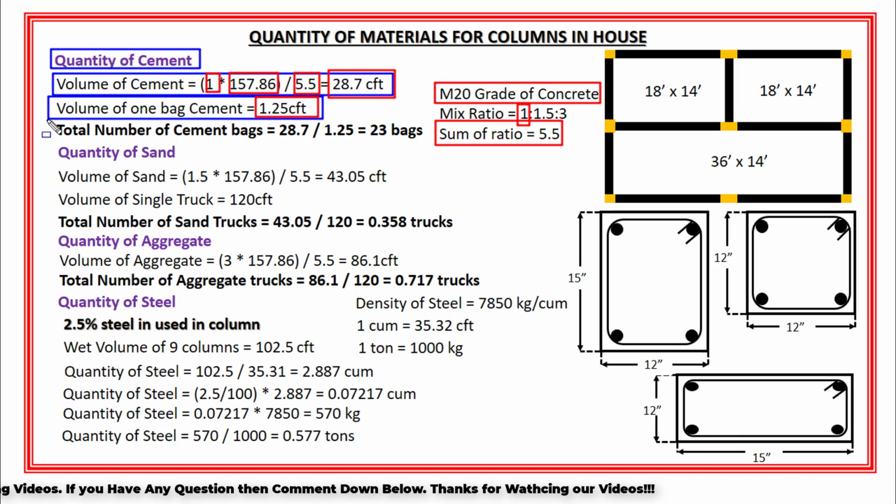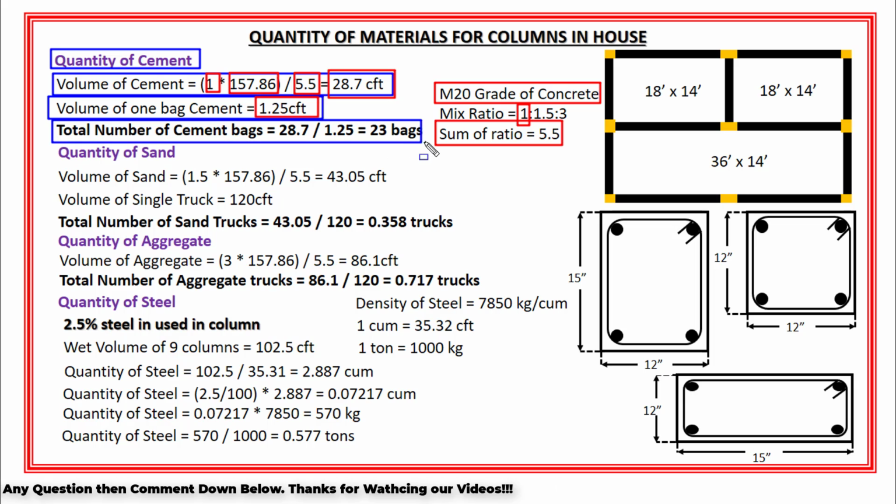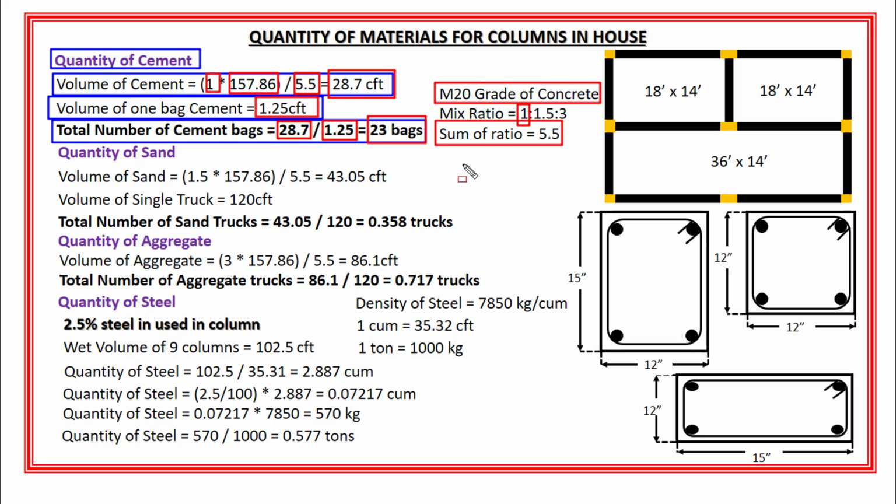So the total number of cement bags is equal to the total volume of cement, which is 28.7 cubic feet, divided by the volume of one cement bag, which is 1.25 cubic feet. And the total number of cement bags will become 23 bags. Okay. So now I can say that for these 9 columns, 23 cement bags will be used.